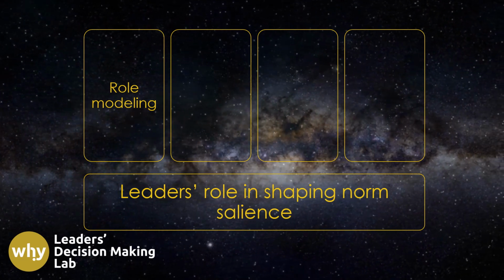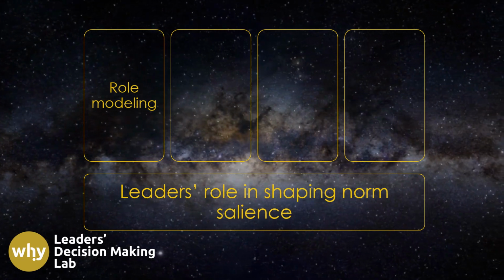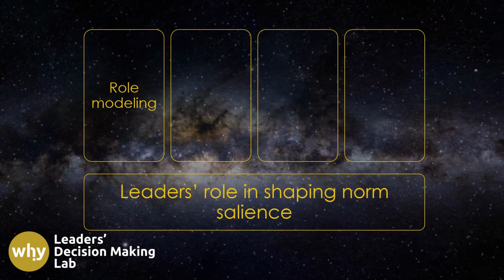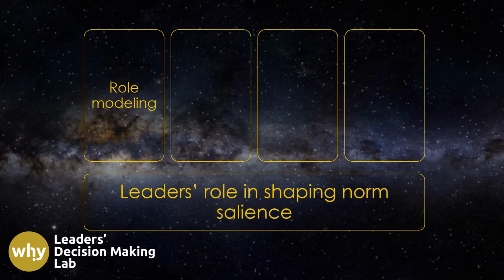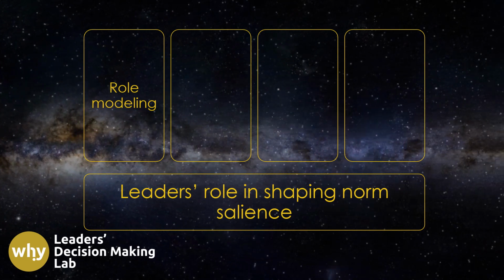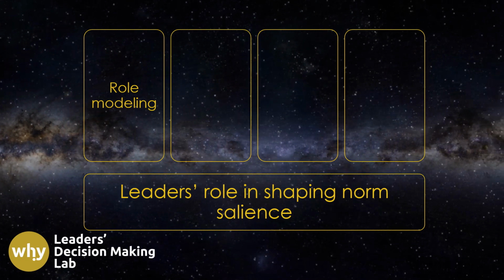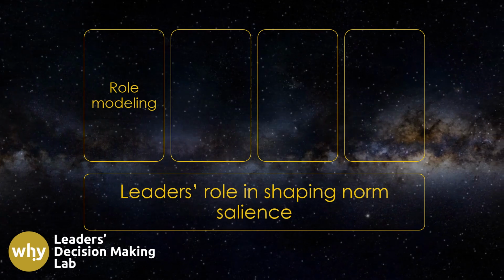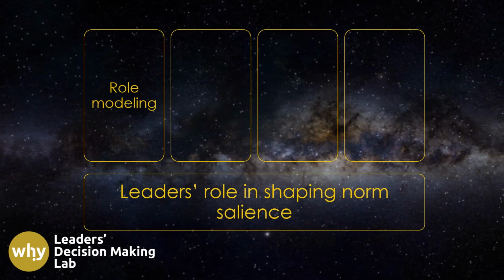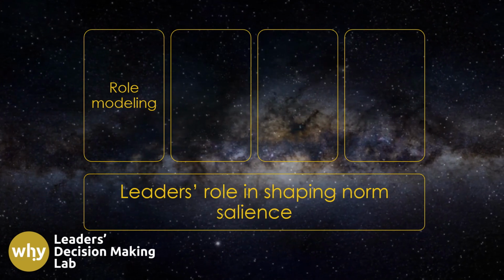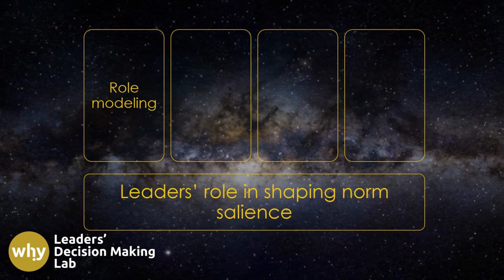Here are a few ways leaders influence the salience of norms. First, leaders serve as role models for desired behavior and values. By consistently demonstrating and embodying the desired norms, leaders set an example for others to follow. This process makes the norms more noticeable and reinforces their significance.